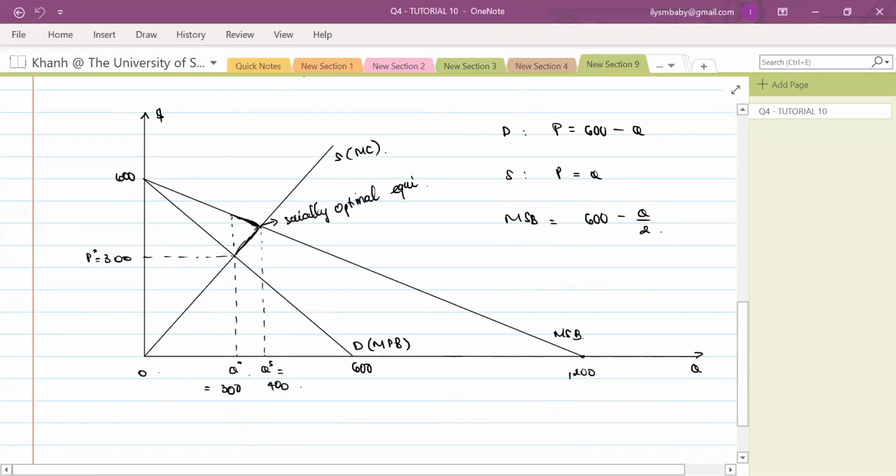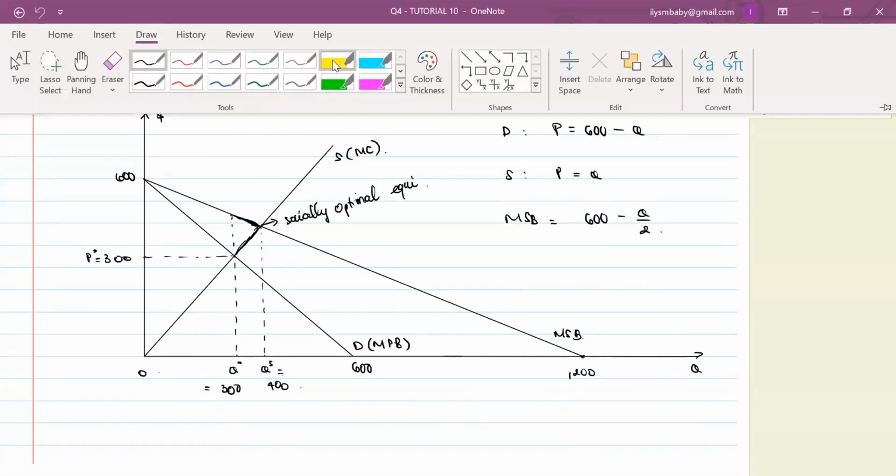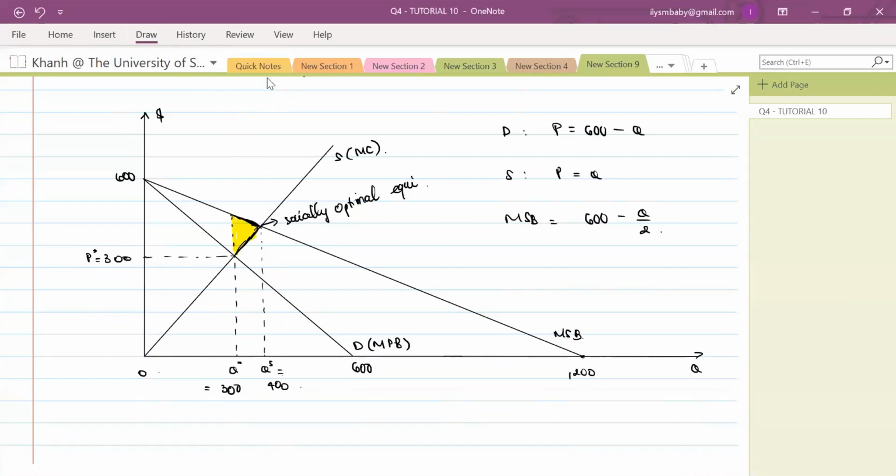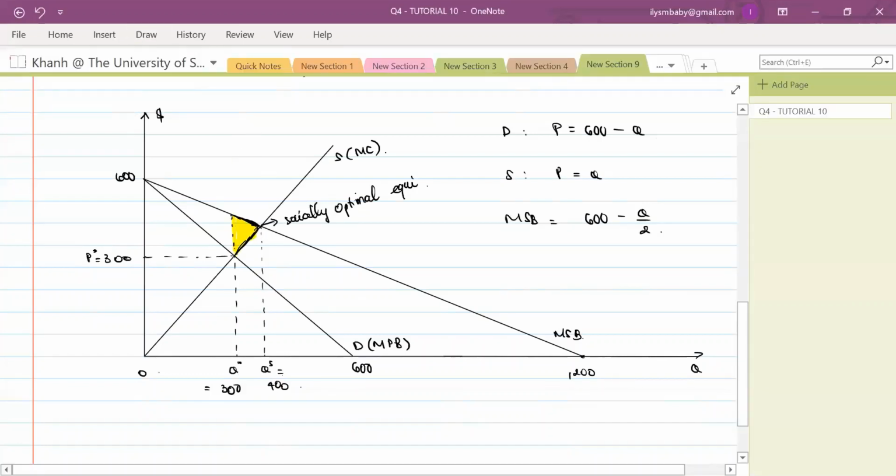So these extra 100 units of education should be produced because the benefit is still higher than the cost. However, because the benefit is not calculated properly and does not take into account the positive externality, it's creating a deadweight loss. The deadweight loss is the triangle between 300 and 400, the area under the marginal social benefit and above the marginal cost. It's the little yellow triangle over here. So this is the deadweight loss.